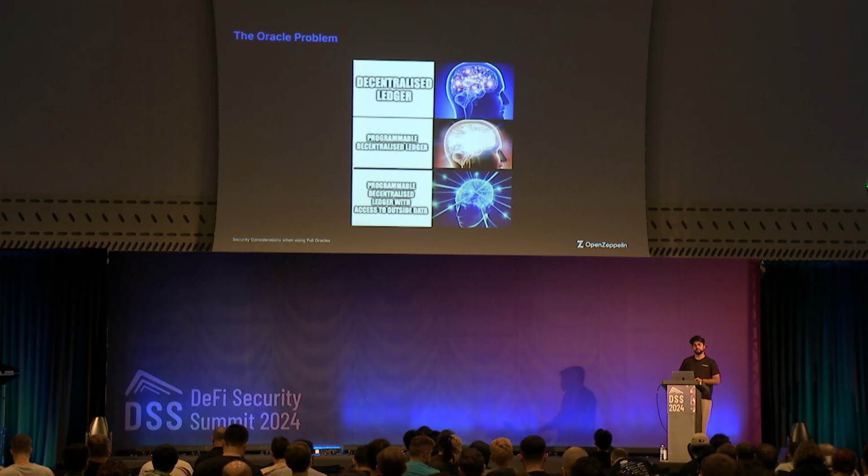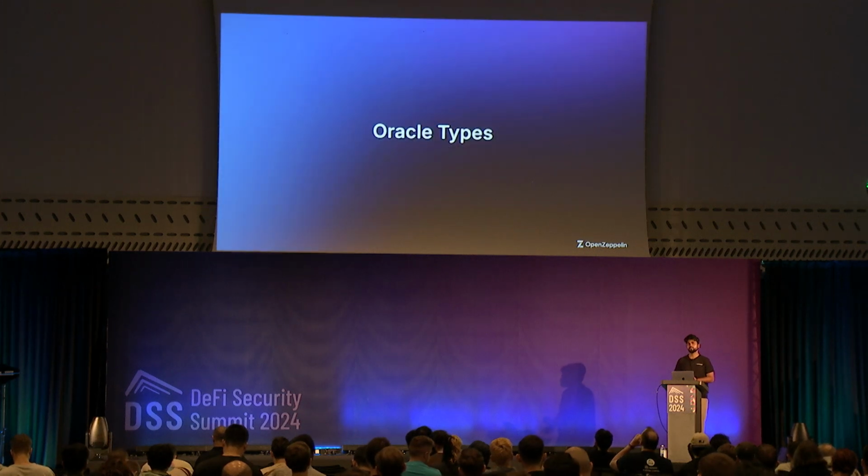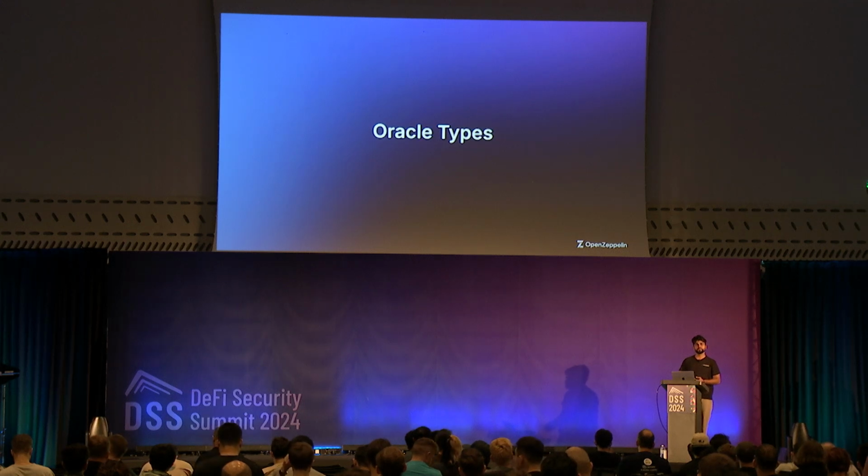There have been multiple ways people have been trying to get external data to the blockchain. It all started with push oracles. Then slowly other types of oracles also came into the picture, like on-chain oracles, and most recently pull oracles. So let's first start with push oracles and how they work.